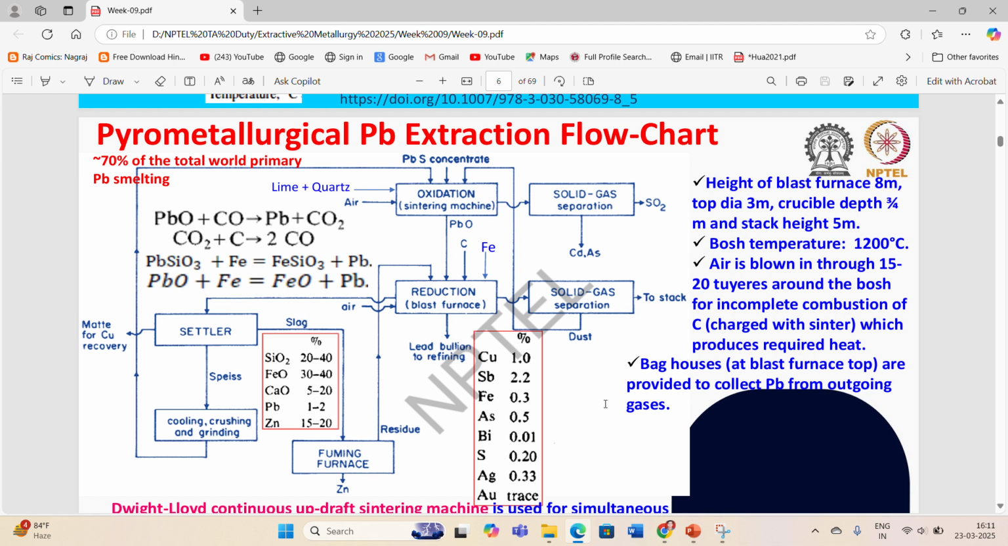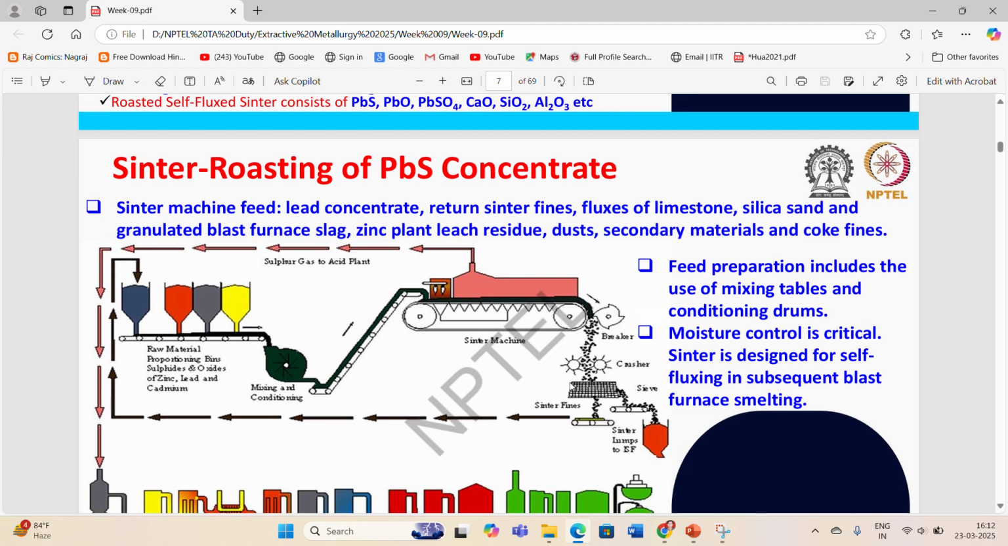For the carbothermic reduction process of lead oxide, we generally use the blast furnace, just as we use in the iron ore reduction process. A similar blast furnace is used for the lead oxide reduction process for the recovery of lead metal. And for sintering roasting of PbS concentrate, the oxidation roasting of the lead sulfide to create lead oxide, we use the sintering machine.